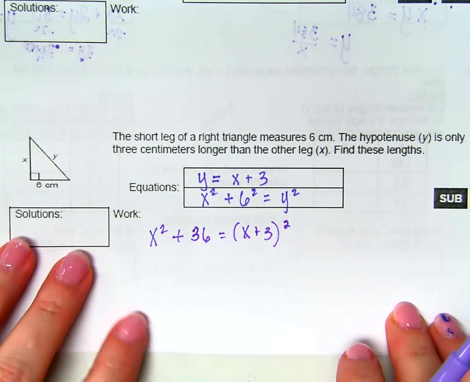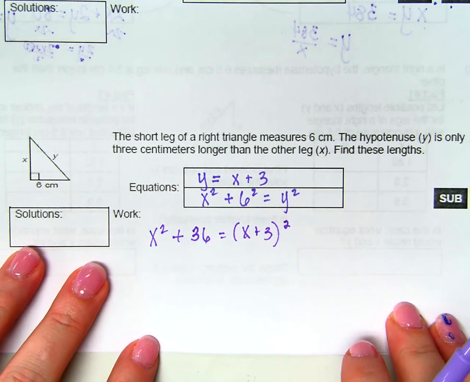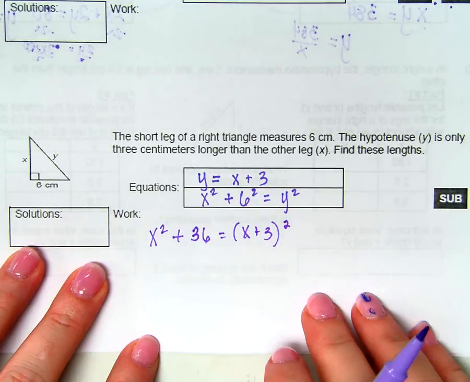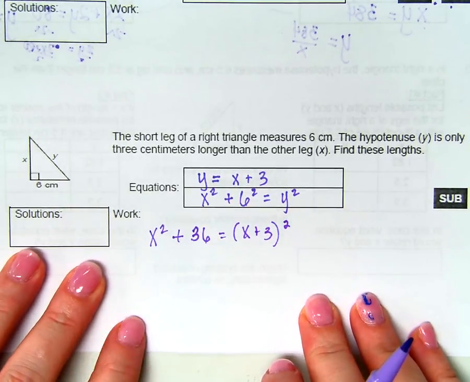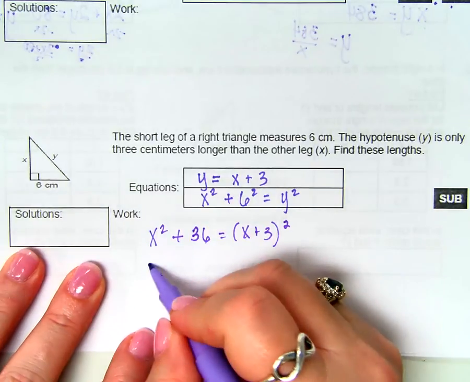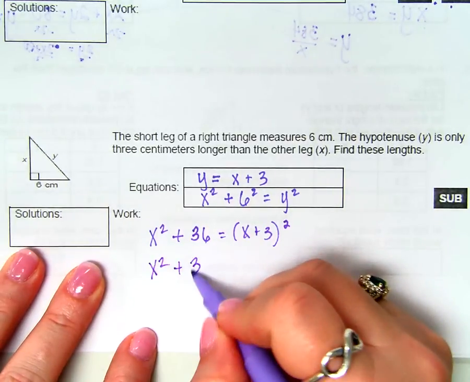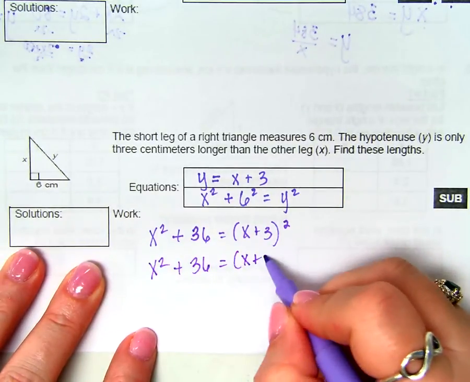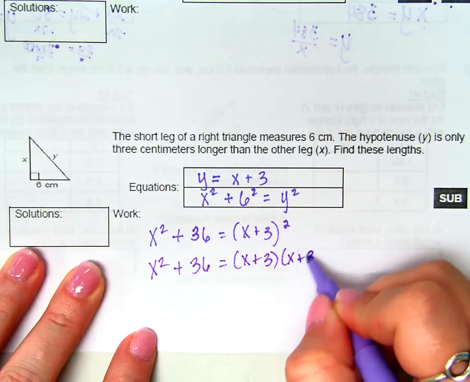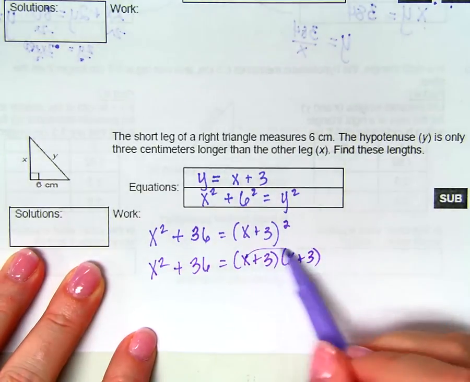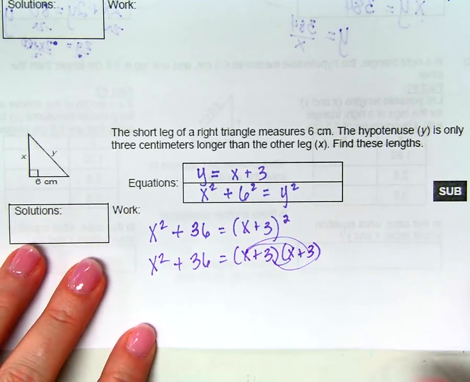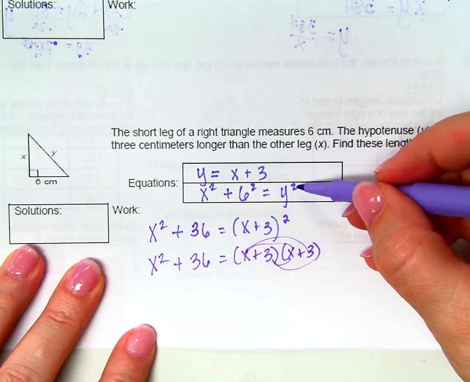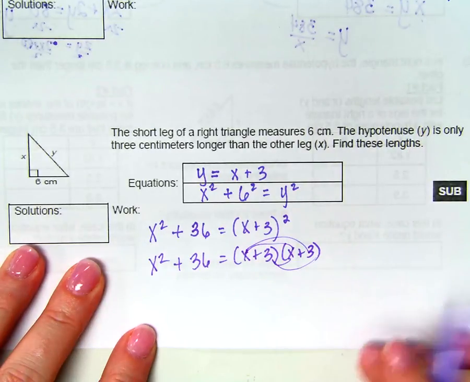Now, I'm a little terrified right now that you guys are going to be doing something that I've been fussing at you all year about, and I'm afraid you're going to do it wrong. Okay, good. No, I'm okay then. x squared plus 36 equals x plus 3 times x plus 3. Right? We have to distribute here. Where'd you get the square from to put over there? Right there. Because y was squared. Yeah, y was squared.